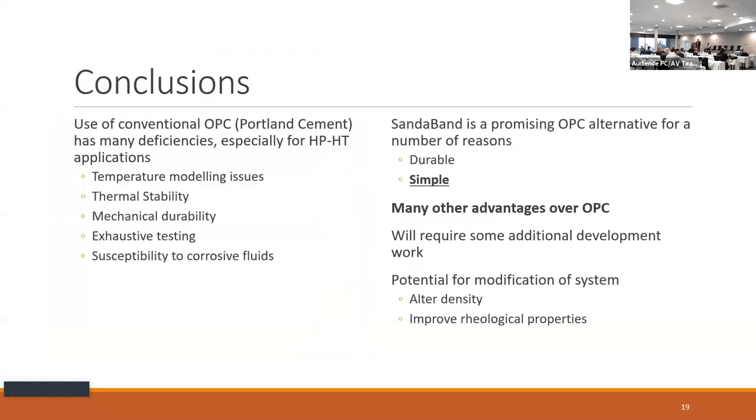So, conclusions. Use of conventional Portland cement has many deficiencies and challenges associated with it: temperature modeling, thermal stability, mechanical durability, exhaustive testing, and then still the on-site application of the material, susceptibility to corrosion. This particular material is a promising alternative. It's durable and it's simple. Many other advantages over regular Portland cement, but it will require some additional work.